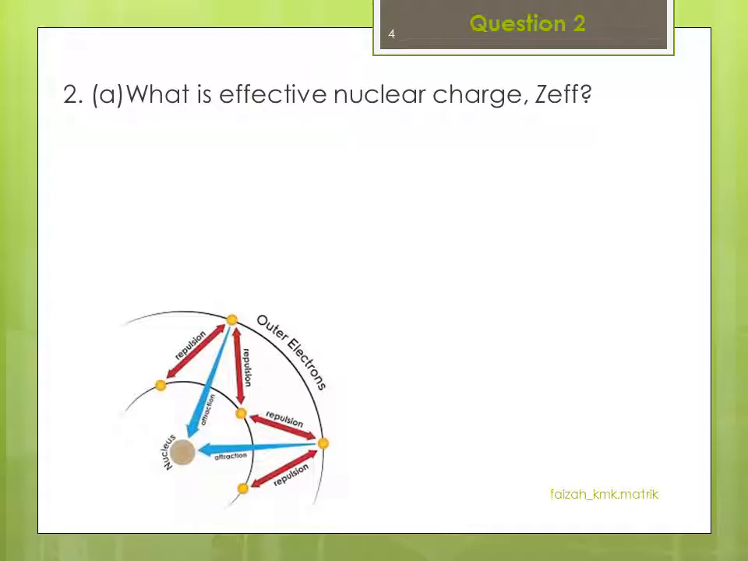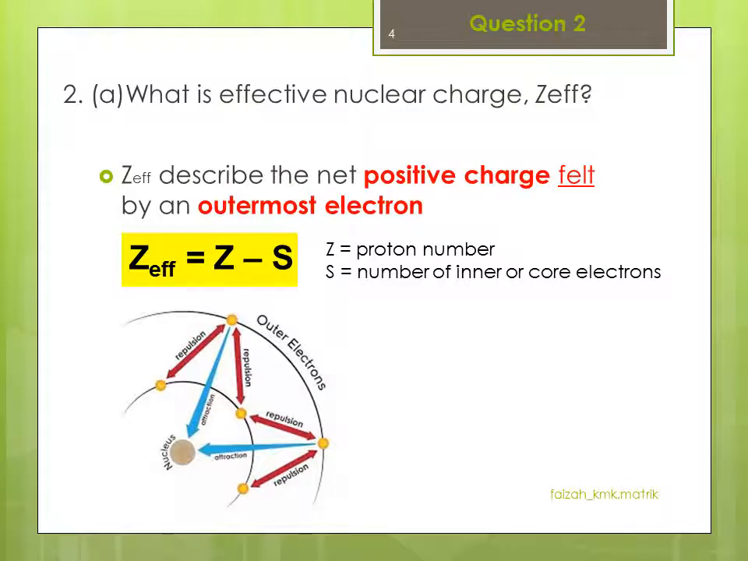Question 2a. What is effective nuclear charge ZF? ZF describes the net positive charge felt by an outermost electron. ZF menerangkan tentang keseluruhan charge positif yang dirasai oleh elektron di petala paling hujung. The formula of ZF is Z minus S. Z represents proton number, S represents inner electrons.